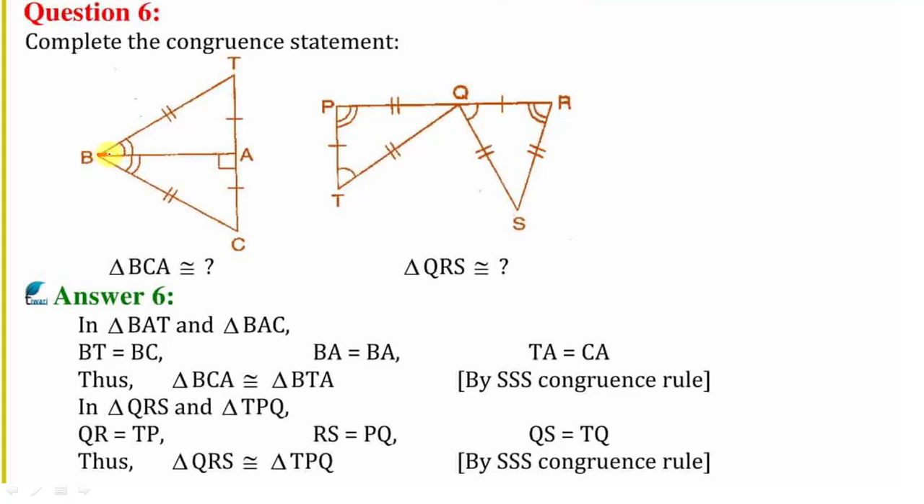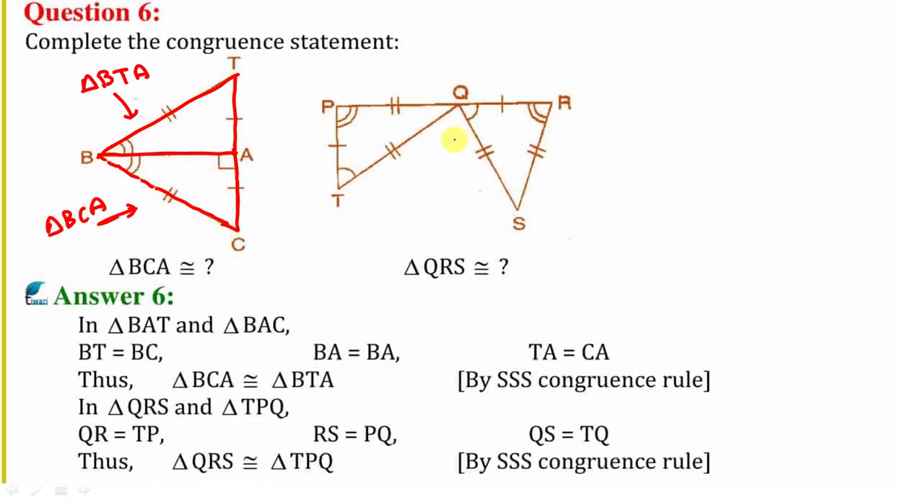In the first figure, there are two triangles given. The first triangle is triangle BTA, and the second triangle is triangle BCA.